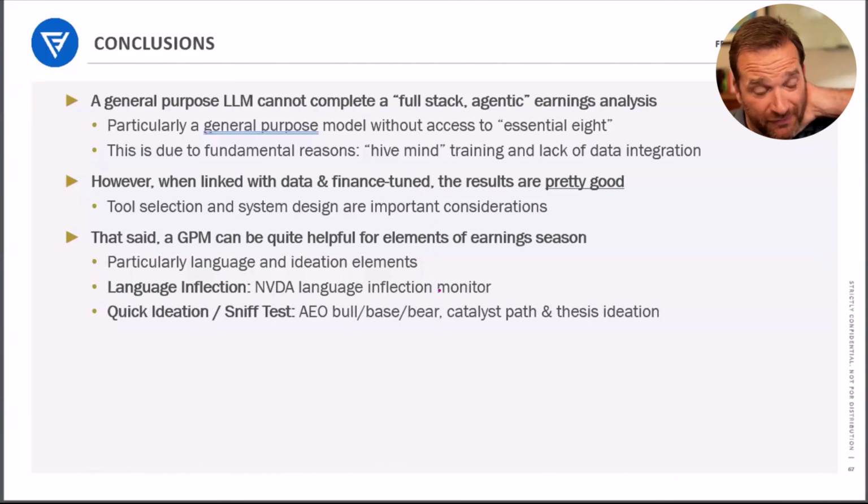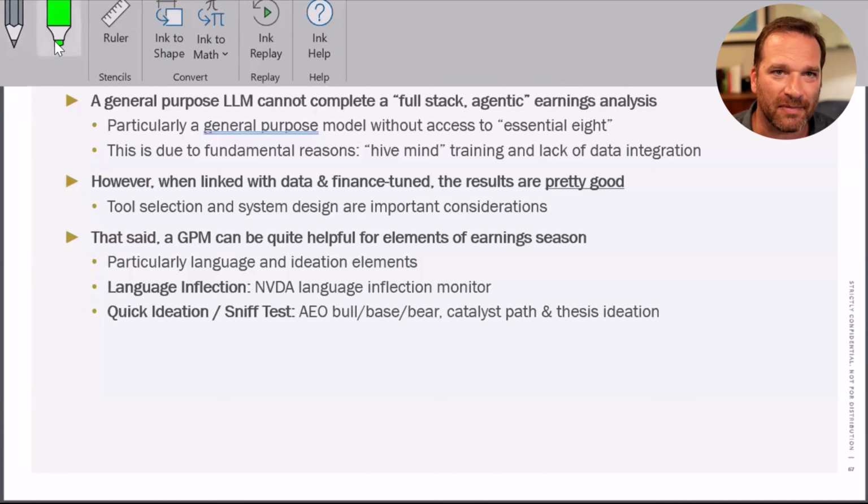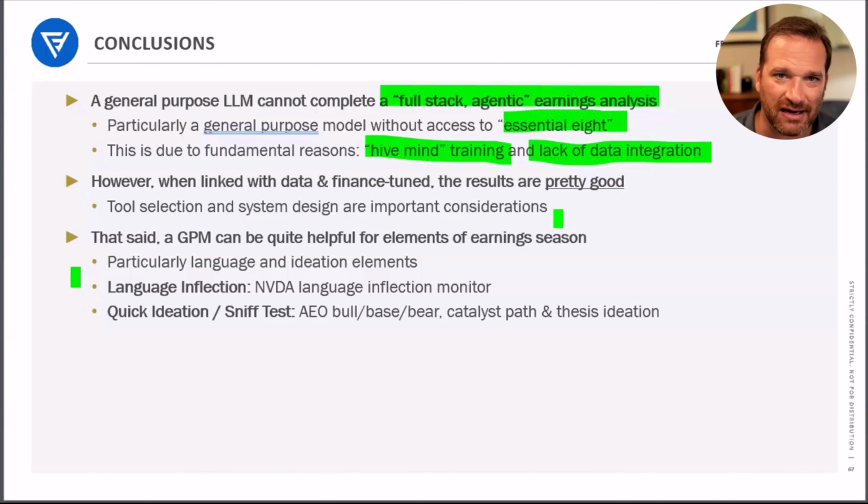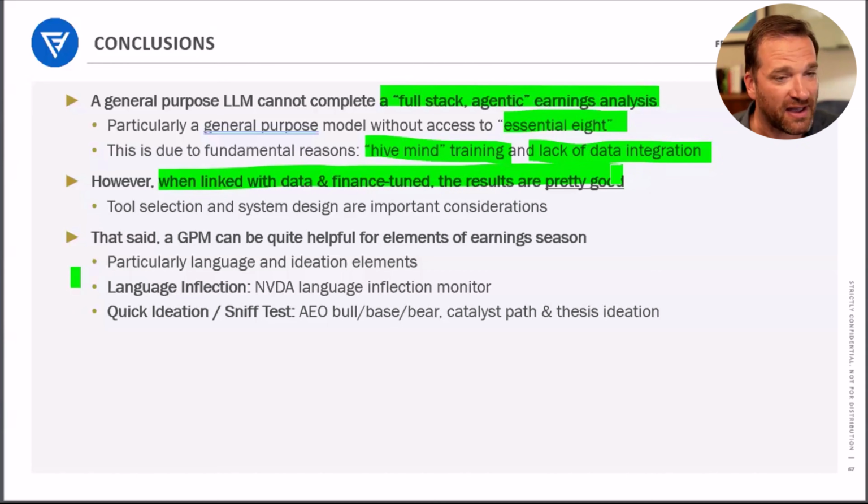So in wrapping up, a few thoughts, and I'm very happy to debate and discuss all of this with Andrew, Kris, and Dave, and we'll take any of your questions. My belief is a general purpose model can't complete a full stack agentic earnings analysis without access to the essential 8, due to some fundamental reasons: the hive mind, training corpus, and lack of essential 8 data integration.